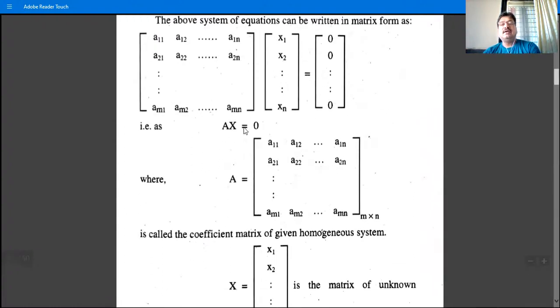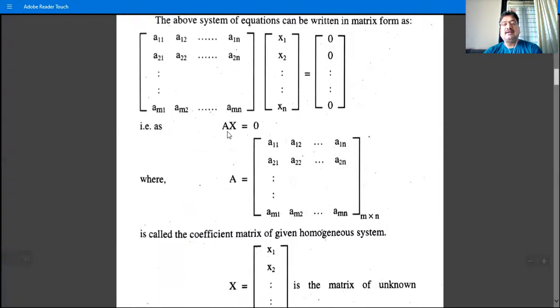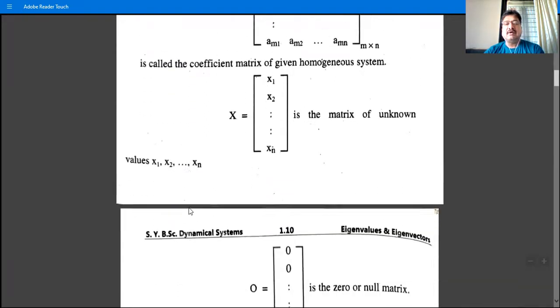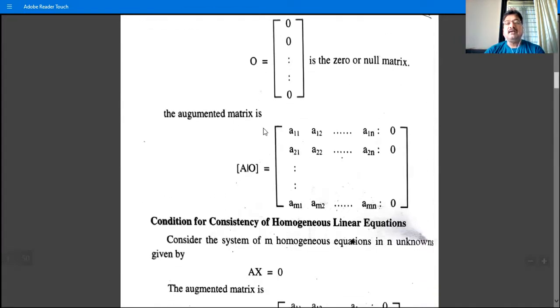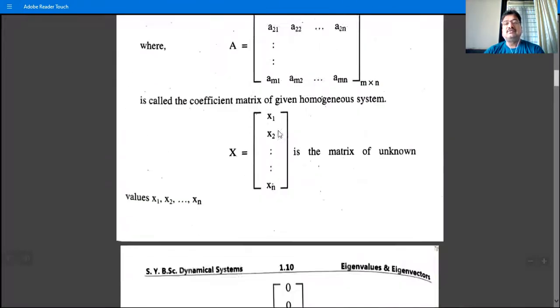So this homogeneous system can be written in matrix form as Ax equal to 0, where A is the coefficient matrix, this matrix, X is this matrix, and 0 is this matrix. A is called the coefficient matrix, X is called the matrix of unknowns, and 0 is called the zero or null matrix or matrix of constants. And then what is the augmented matrix? The combination of A and this 0.